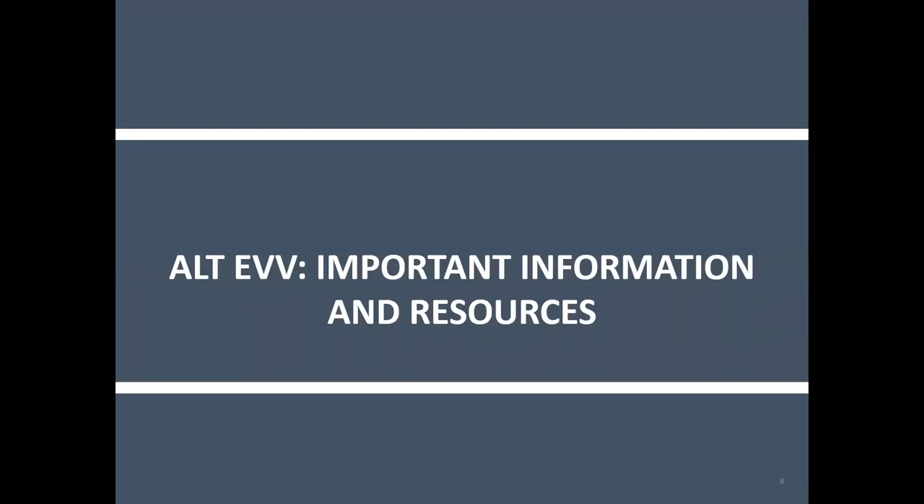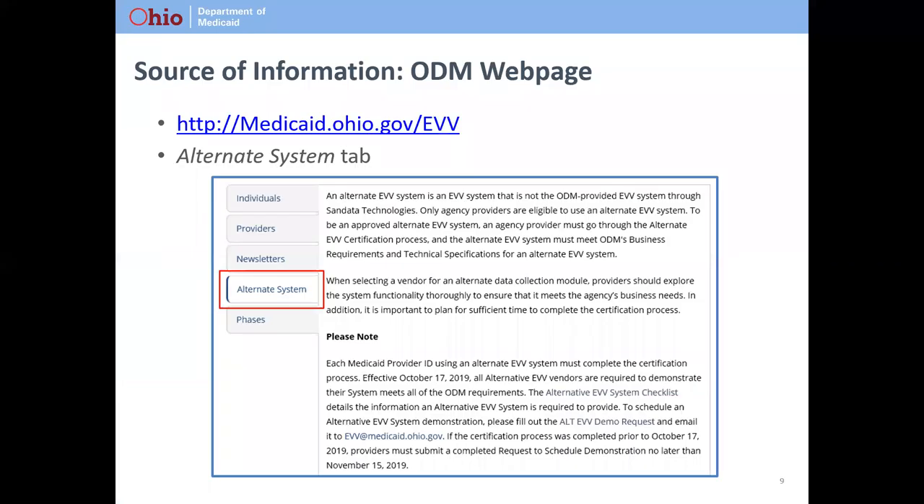Next, we'll review the important alt-EVV information you should know about, and what resources are available to view that information. The key source of information for both providers and vendors who wish to pursue an alternate system is the ODM EVV webpage, and the link is currently posted on this slide. On that webpage, there is an alternate system tab, and this is specifically where all things alt-EVV would be housed. So that's information for both vendors and providers. It is the greatest resource of information that is out there for alt-EVV at this time.